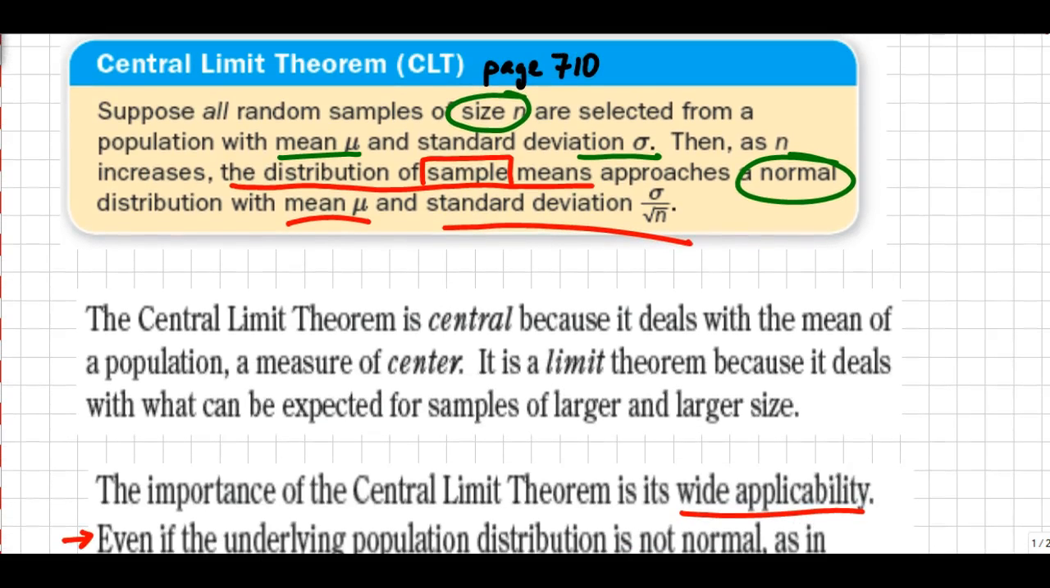Now let's look at why it's called that. Central limit theorem is central because it deals with the mean, which is a measure of center. It's also a limit theorem because it deals with what you can expect as the n increases, for larger and larger sizes. So think about that for a moment. As the sample size increases, the standard deviation will decrease. So that's an inverse operation. That's an important idea to keep in mind. As the sample size grows, the spread of the data will shrink, because you have more samples to go by.